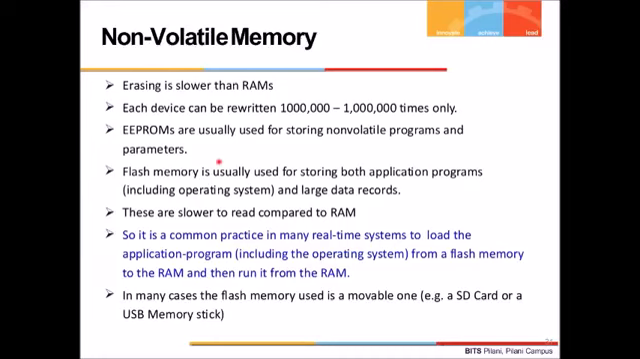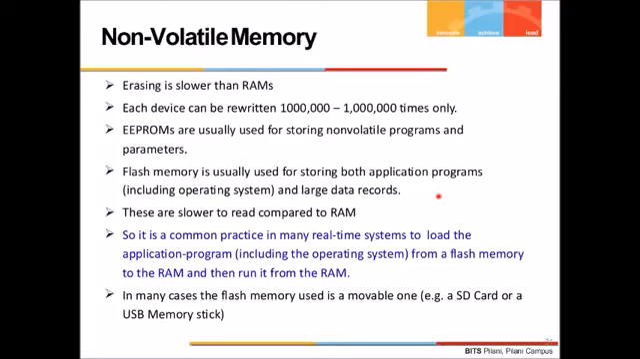And flash memories are usually used for storing application programs and data. Generally the operating system and its associated applications will be in flash, and during booting, the bootloader will load this operating system from the flash. Generally in flash it will be in a compressed form, so the bootloader will uncompress it and load it to the RAM. That is the way it is done in embedded systems.